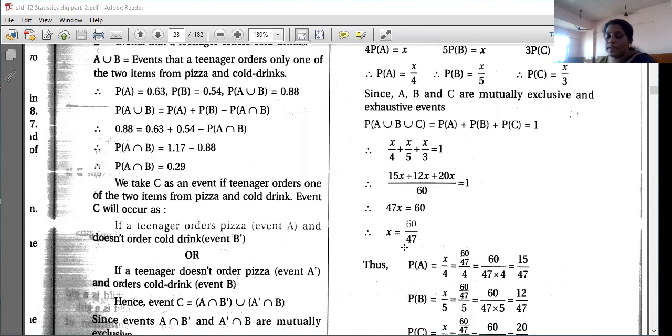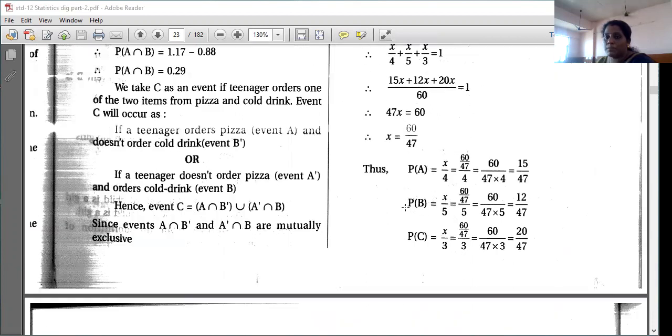So this is the value of x. For getting the value of x only, you have done this way. P of A union B union C, this formula you have used because nothing was given in the question, because the value of P of A, B, C, nothing is given. So that's why we have used this formula, and with the help of this formula, you got the value of X. Now what you have to do is simply substitute the value of X in P of A, B and C. That is P of A, what is the value of P of A? That is X by 4. That comes to 60 upon 47 upon 4.